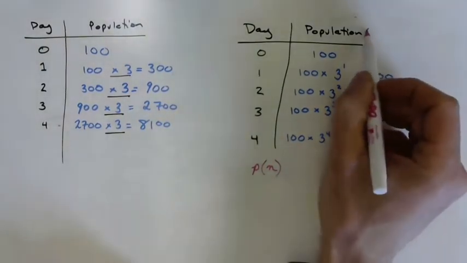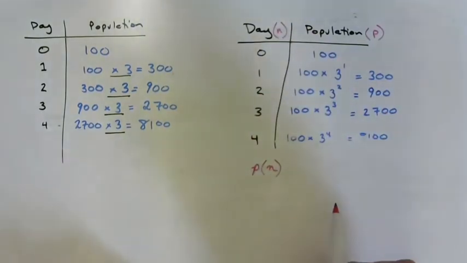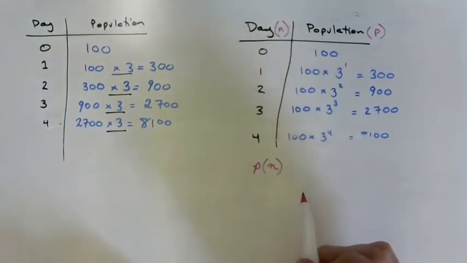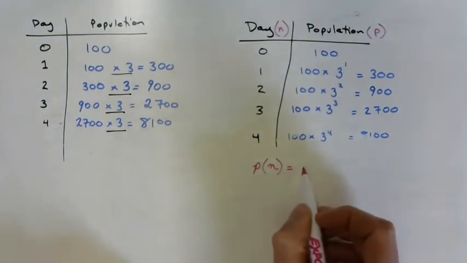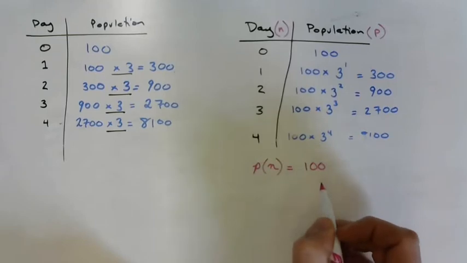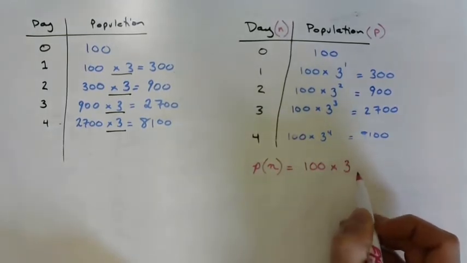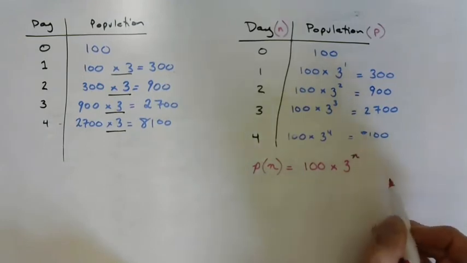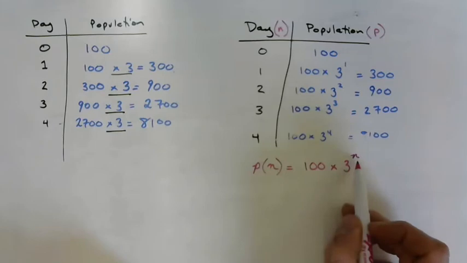Okay, if we do this, if we put a little p here to represent population, we put a little n here to represent which day it is. Well, now we know that p with respect to n is going to be your initial amount, 100, times 3 to the power of n. So it's times 3 as many days as there are. It's going to triple every day.